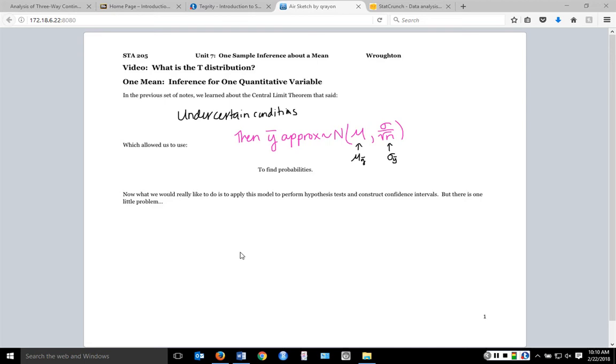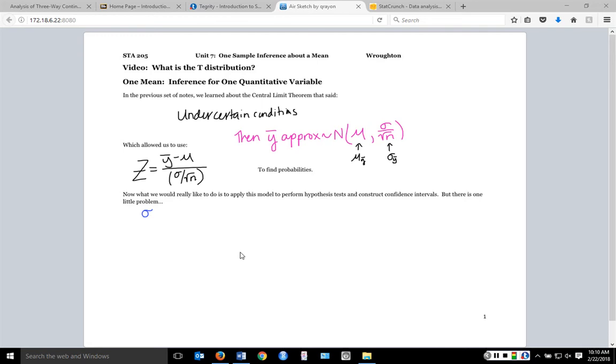And then, because of that, we were able to use our z formula, which was y bar minus mu over sigma over the square root of n, and we could use that to find probabilities. Now, there's a little bit of a problem with this formula, and we're going to talk about what this problem is and why it's a problem. The problem is actually the standard deviation, so knowing sigma is actually the problem.